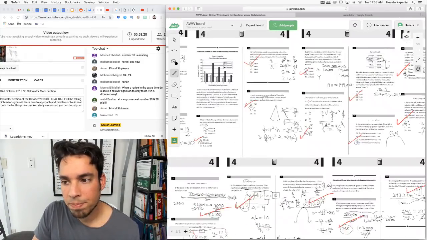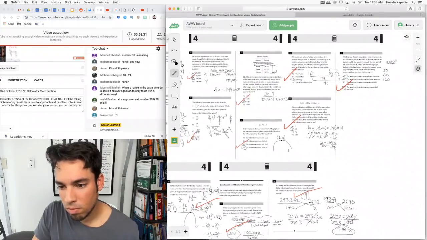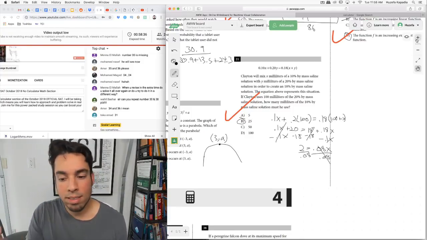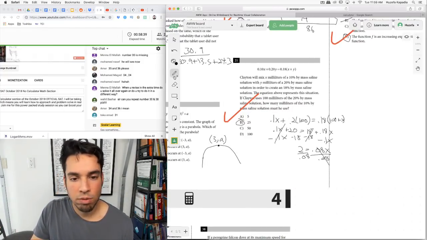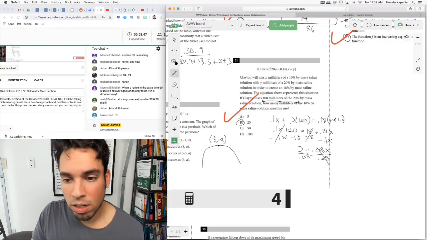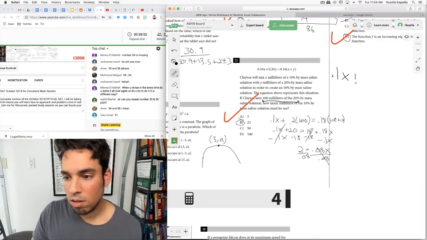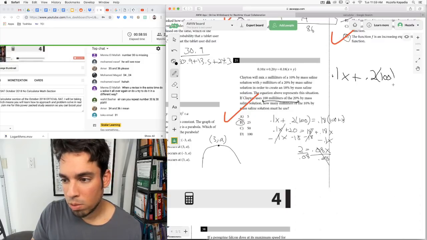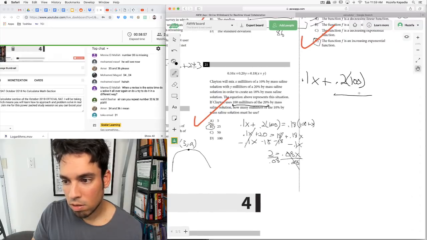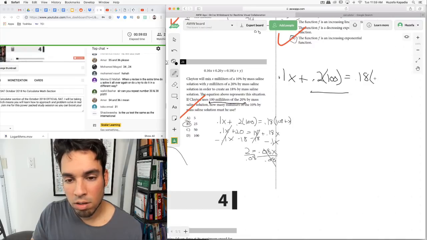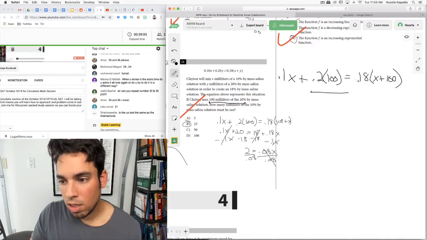But 21. All we do in 21 is they give you the value of, they're saying 100 milliliters of the 20%, and that's the y, because this is 20%, right? 0.2 equates to 20%. So I'm basically just plugging in 100 for y on both sides and solving for x. Equals 0.18 times x plus 100. And then I solve for x.